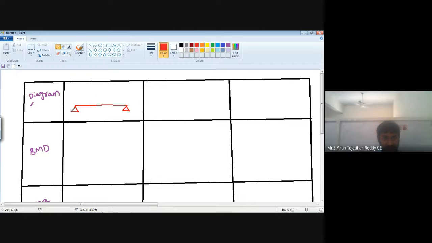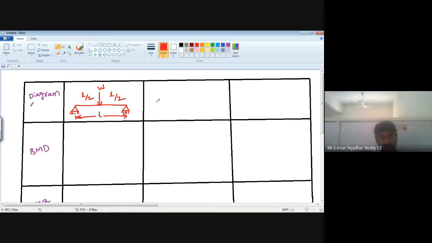It is a simply supported beam. It means both ends are having hinge supports. So simply we can say it as a simply supported beam, and the load W is acting at the center of the span, and the whole span is L. It means from load to left side it is L by 2, from load to right side it is L by 2. That is the first diagram.